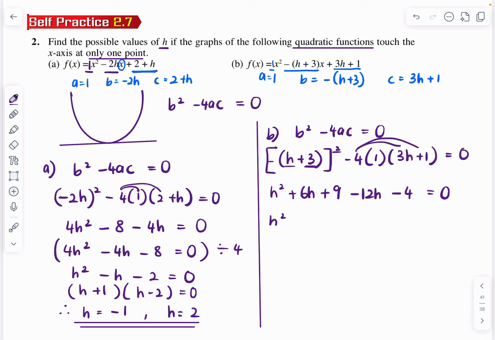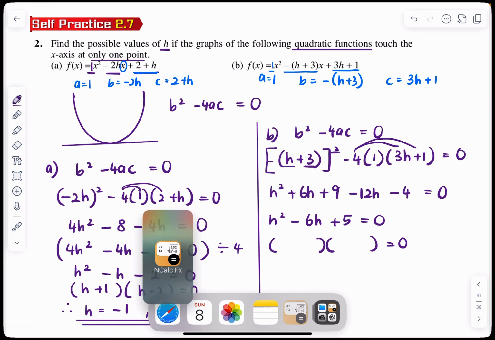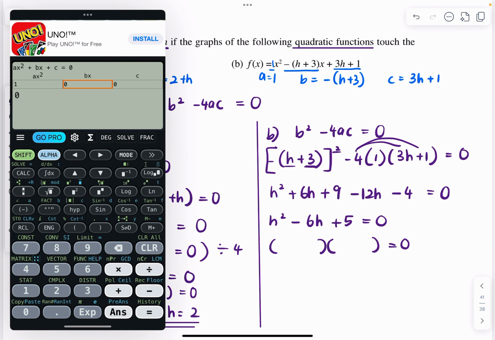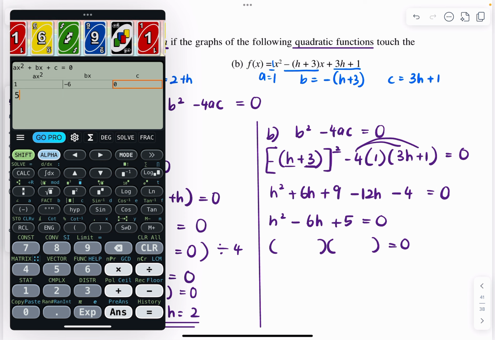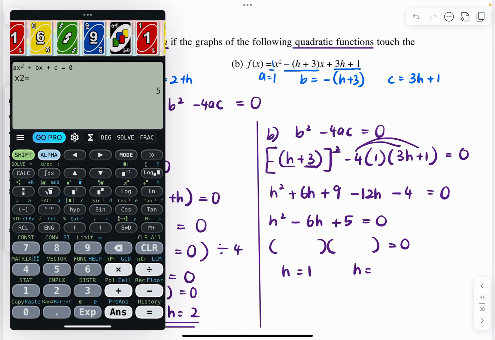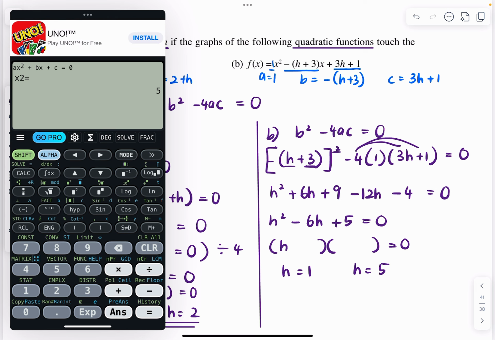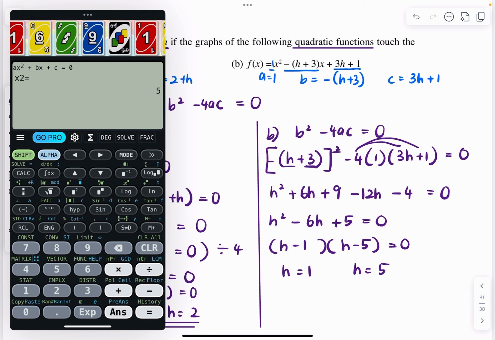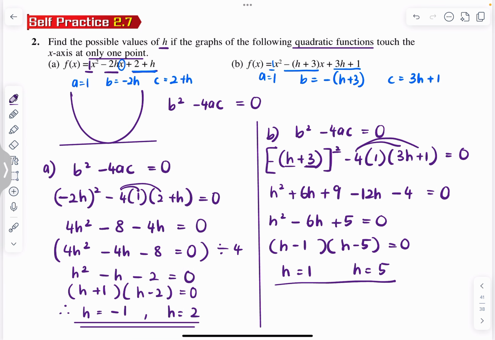Then we simplify this. 6 minus 12 is minus 6. 9 minus 4 is 5. Then we factorize this. A is 1, B is negative 6, and C is 5. So H is 1, and H is 5. H minus 1, H minus 5. So these will be our two values of H. That's it.